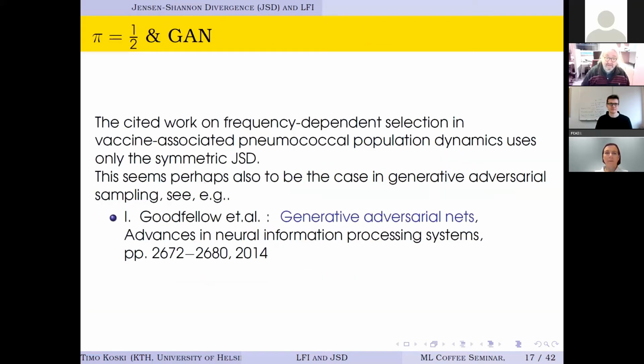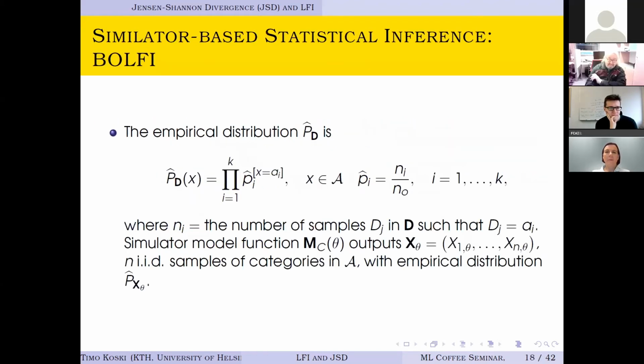It's not a metric. Now, Jukka Corander uses only this case of 1/2. And actually, if you take the square root of the JSD with pi 1/2, then that is a metric. That's interesting. Also, the Jensen-Shannon divergence is used in GANs, generative adversarial nets, and there they usually have pi equal to 1/2, at least what I've seen. I'm not an expert on GANs.